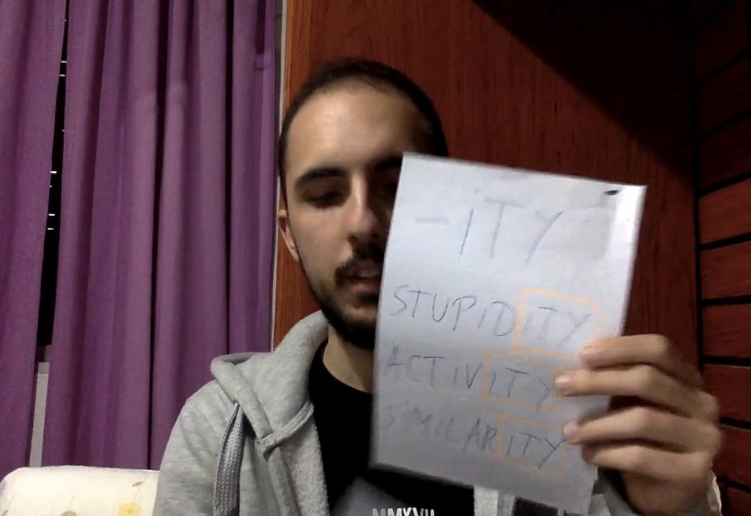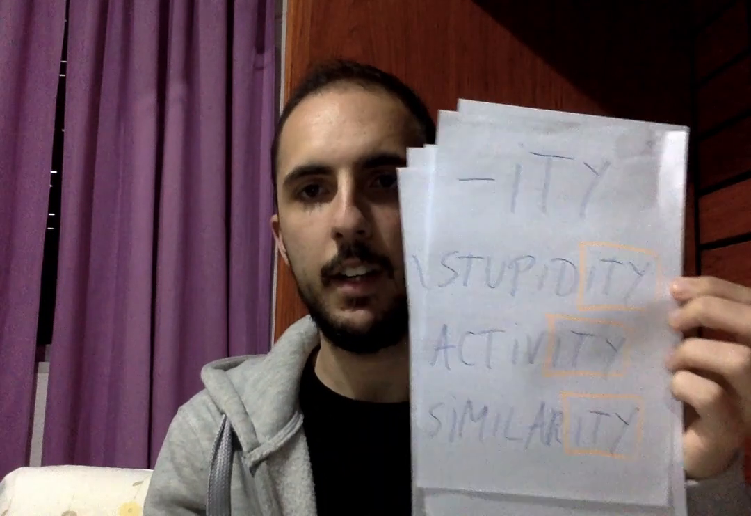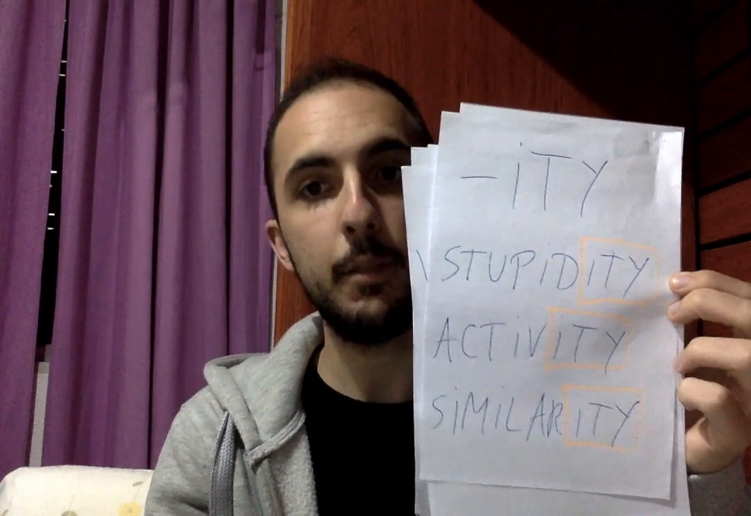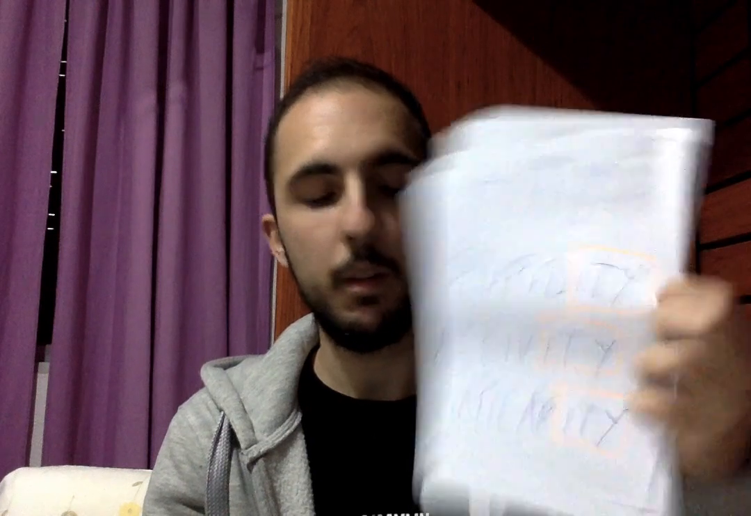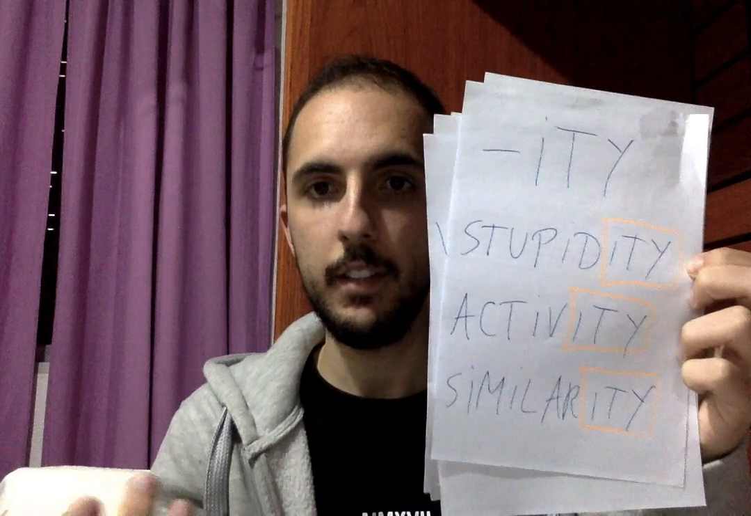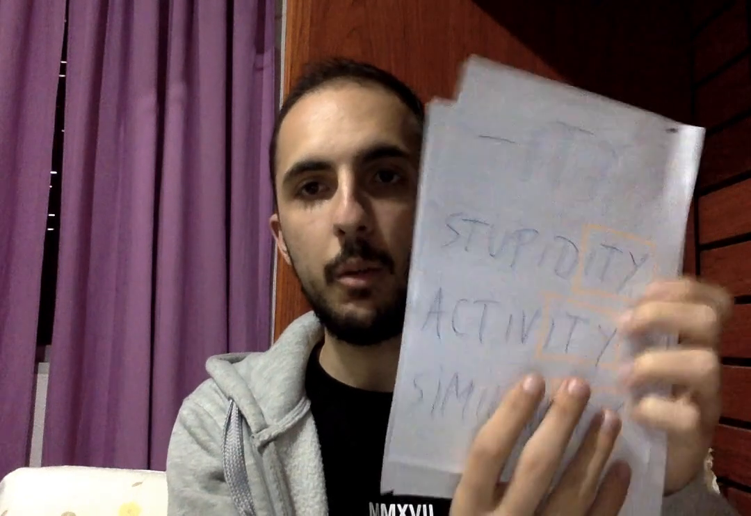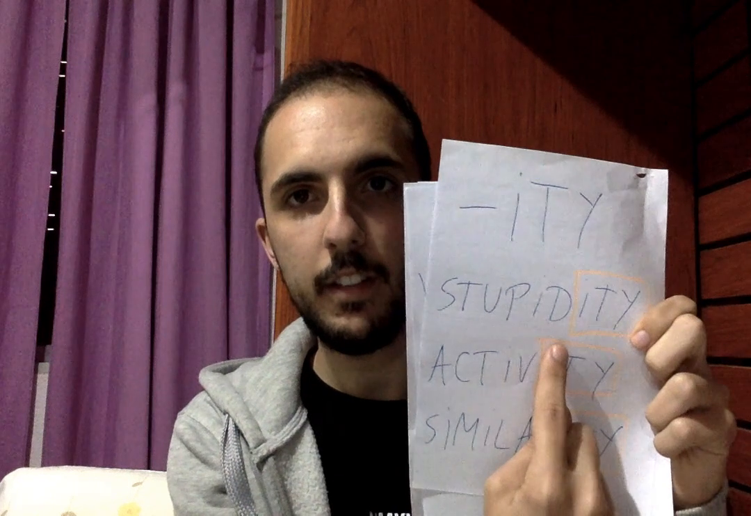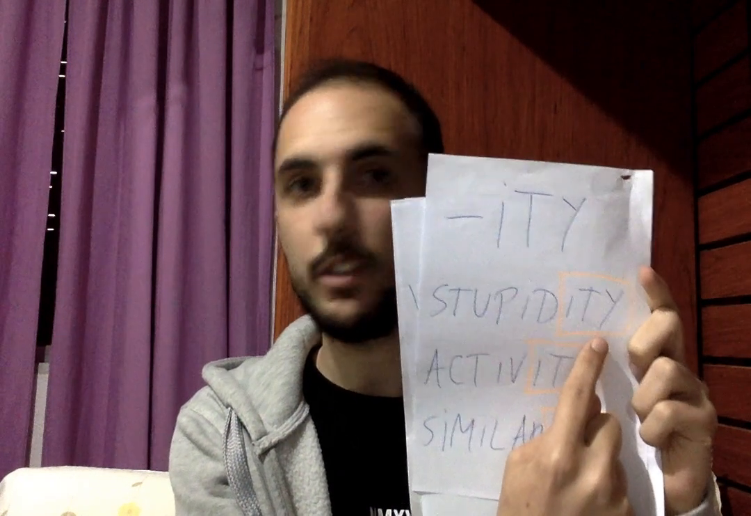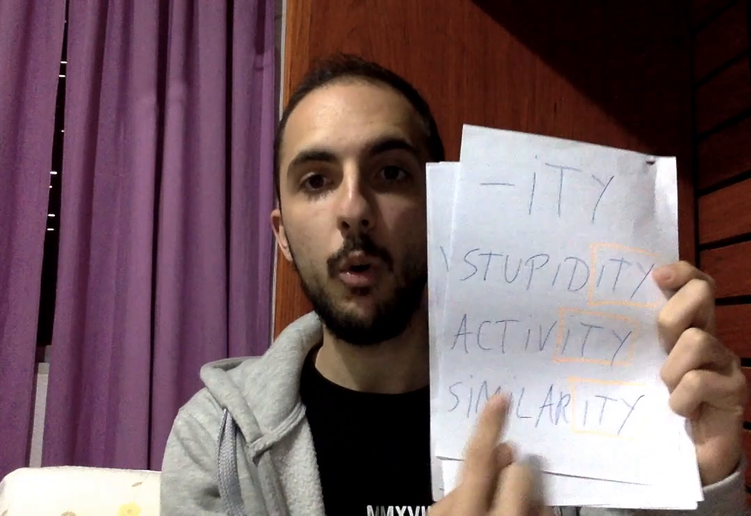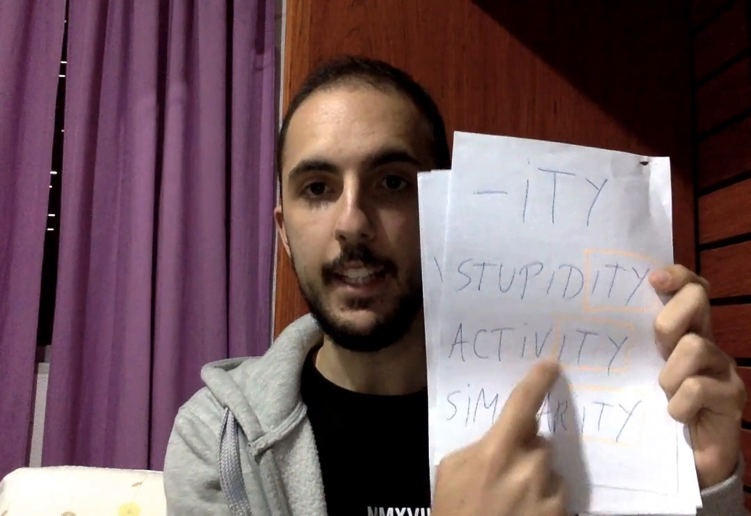So for example, you have stupid, stupidity; action, active, activity. Okay, what's that? Similarity. Something similar, similarity. Now notice this: you have stupid. Stupid is an adjective, and when you say stupidity, it's not an adjective anymore, it's a noun. Or active, with an e at the end.